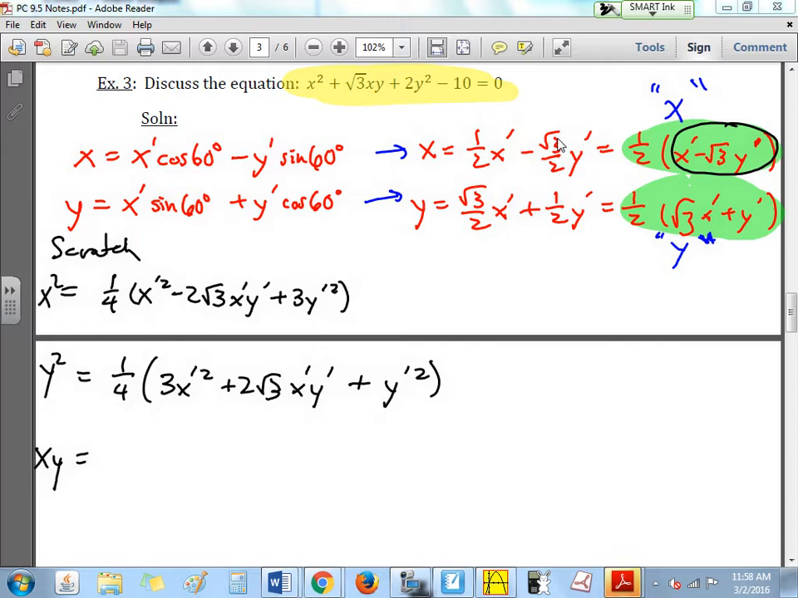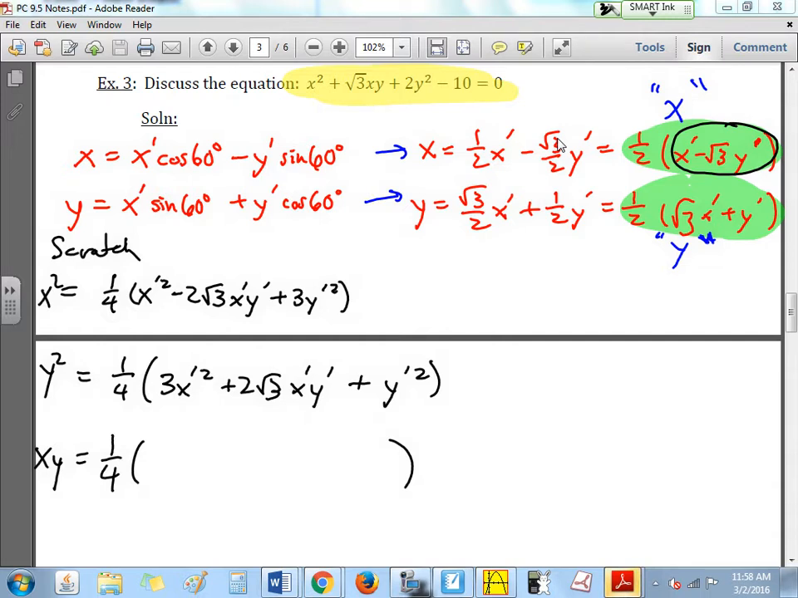Okay, now we need to find xy. That's just part of the original problem, you know. There's an xy in the original problem. So let's just take care of that now. So I'm going to be multiplying these two greens together. So I'm going to take 1/2 of the half, obviously, so that's 1/4 again. And I'm multiplying the x prime minus rad 3 y prime with the rad 3 x prime plus y prime.